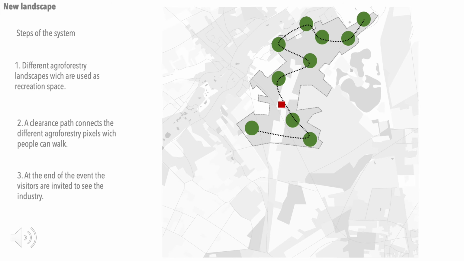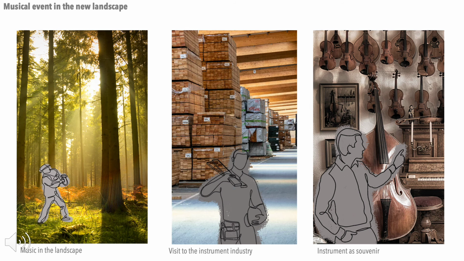Here we can see the different steps of the new system. First, the implementing of the new deciduous production forest throughout various pixels on the infiltration surface. Second, a clearance pad which connects these different pixels. And third, we can see that these clearance pads are connected with the music industry. So we can see that the entire transformation of the landscape is due to the new musical industry.